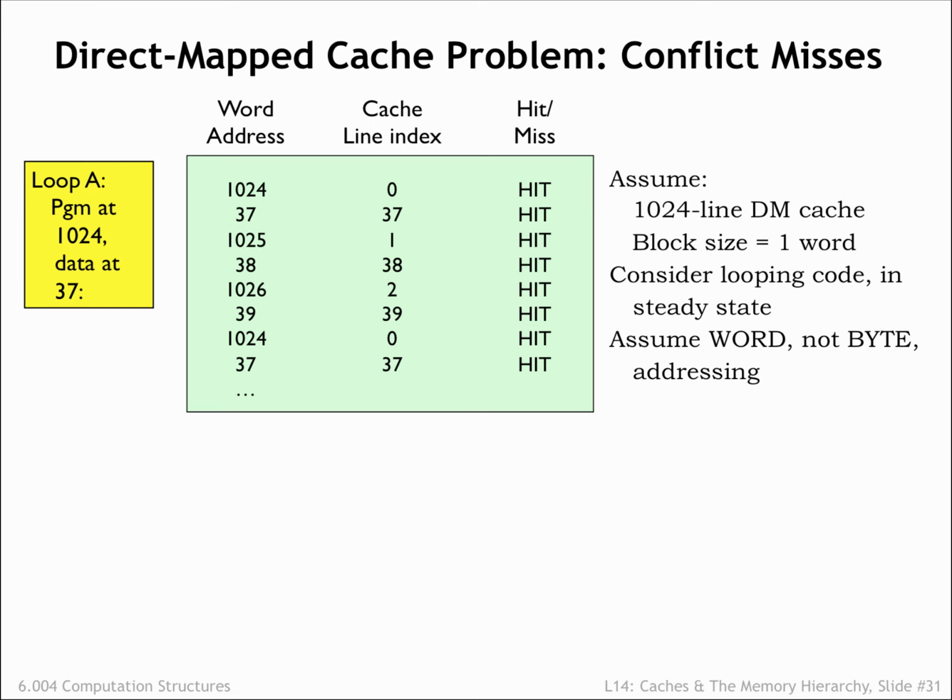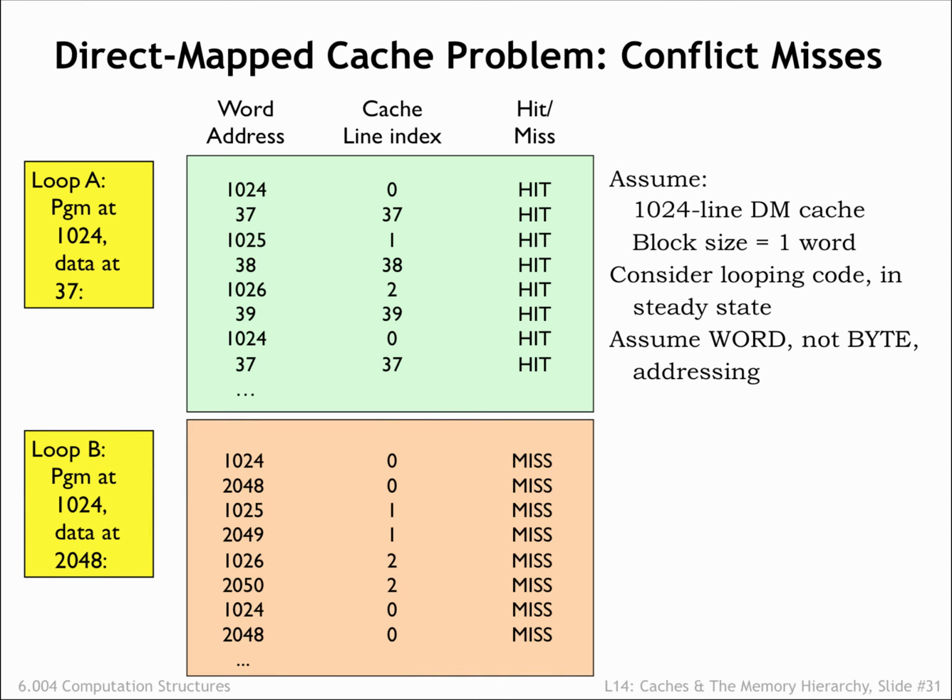Consider running the 3-instruction loop A code with the instructions located starting at word address 1024 and the data starting at word address 37, where the program is making alternating accesses to instruction and data, for example a loop of load instructions. Assuming a 1024-line direct map cache with a block size of 1, the steady-state hit ratio will be 100% once all 6 locations have been loaded into the cache, since each location is mapped to a different cache line.